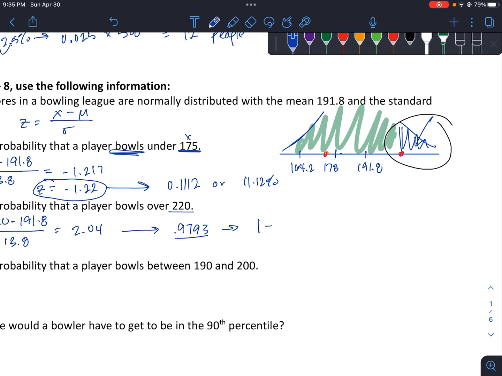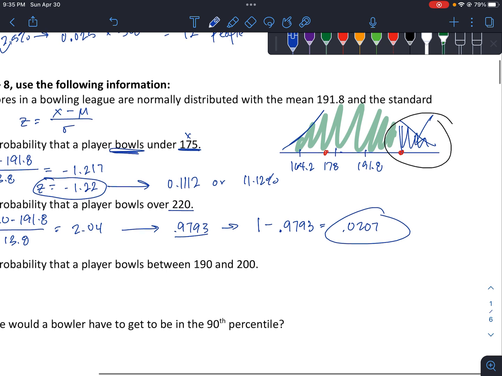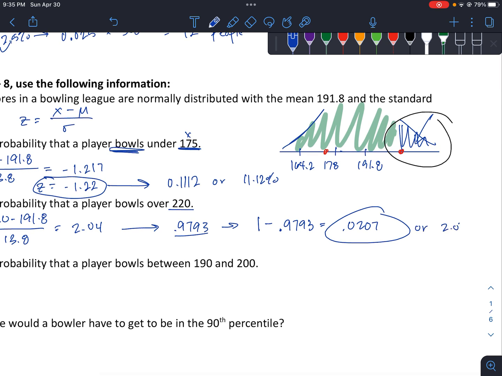1 minus 0.9793, and I'm going to get 0.0207, or I guess you could say 2.07%.